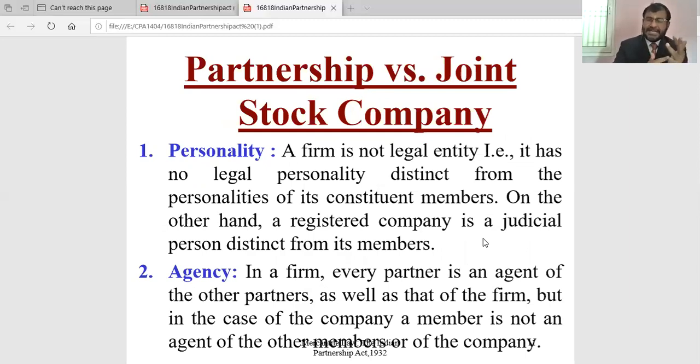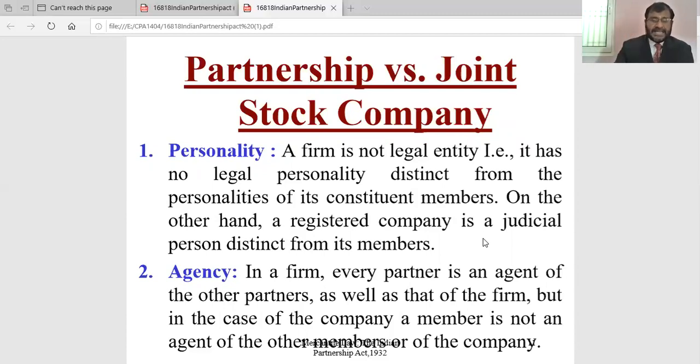One is personality. Firm is not a legal entity. Please remember, partnership firm is not a juristic person at all. It has no legal personality distinct from the personalities of its constituent members. On the other hand, a registered company is a juristic person distinct from its members.